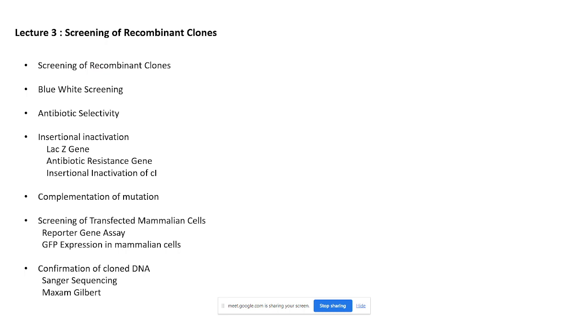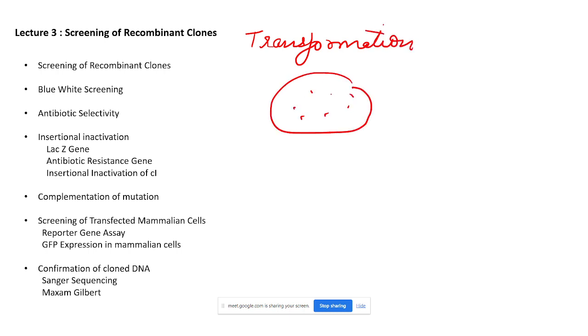So now we'll come to lecture 3. In lecture 3, I think, is the main conceptual one here, because till now we have studied about transformation. Now we have transformed ourselves. Now we have to see in this plate, suppose how many colonies we got, what are our actual recombinant clones, and what are the non-transformants and non-recombinants. We have to observe that. So for that we have to do screening.